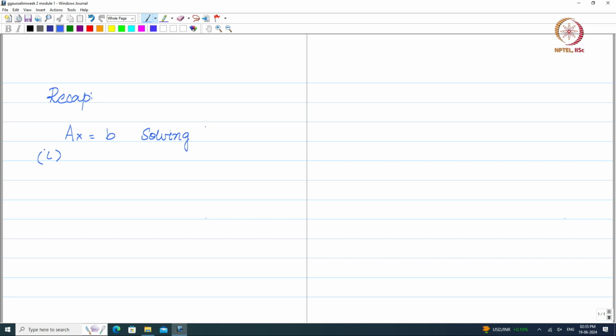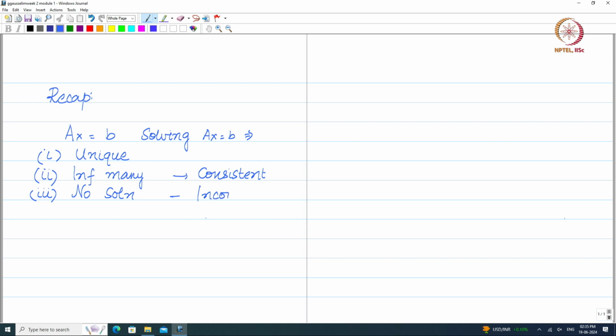We found that a system of linear equations in 2 or more variables can have only one solution, infinitely many solutions if the system is consistent, or no solutions if inconsistent. In this module, we look at techniques that help us to solve the system of equations when consistent. Let us understand Gaussian elimination.